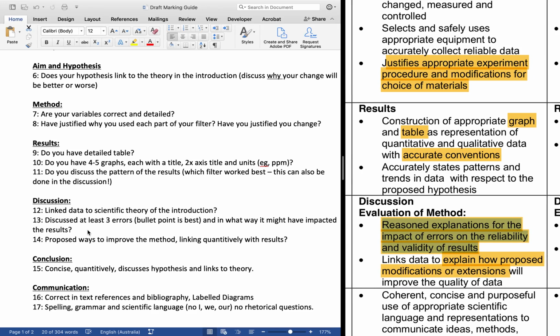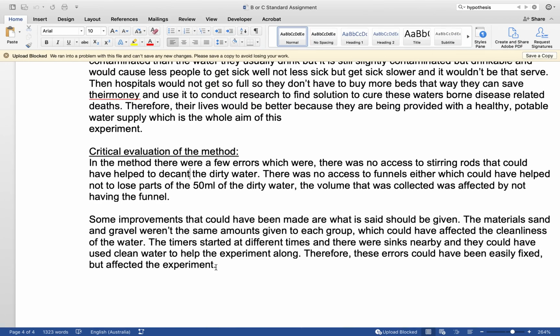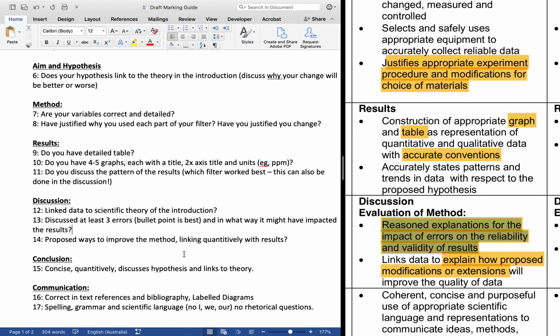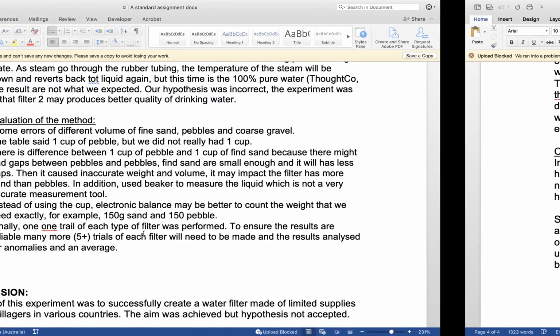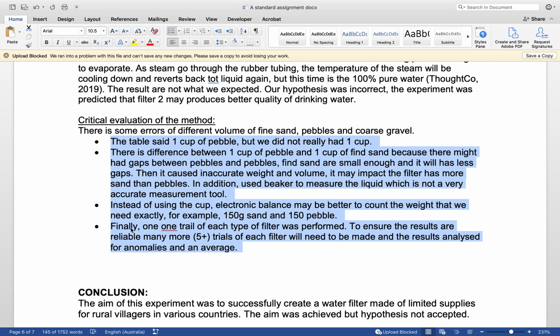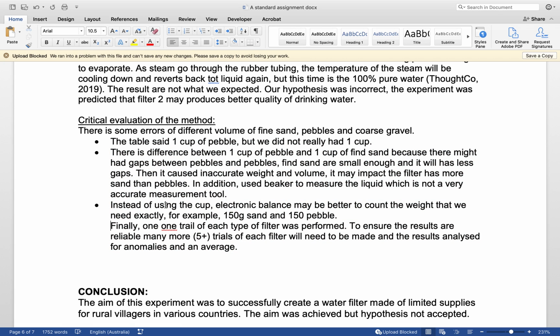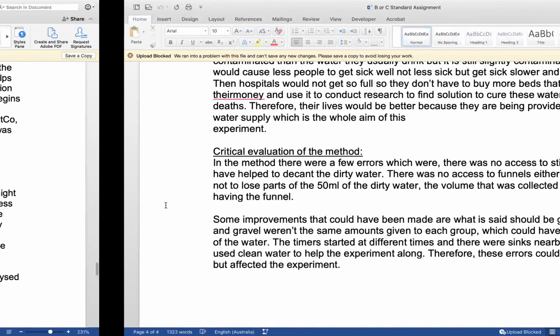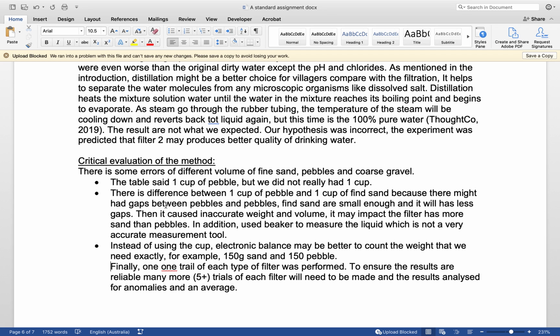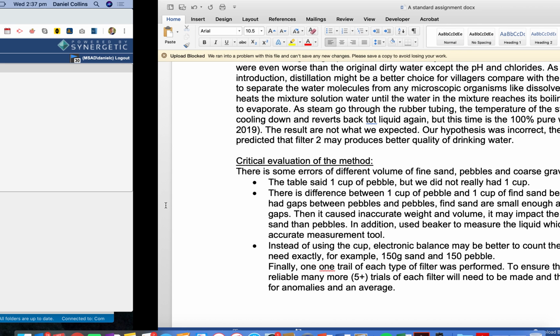Now, what the B or C student didn't do is actually suggest ways to improve the method. So, look at this student here. Actually, the A student didn't do that either. I would have liked to see both students not only describe what went wrong, but things that they could do better. I thought I made the A student say that.